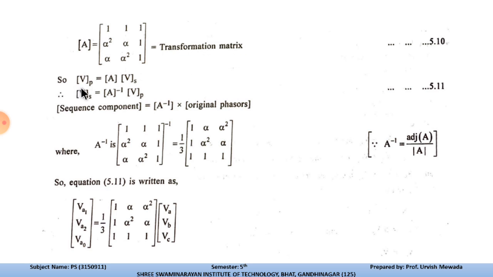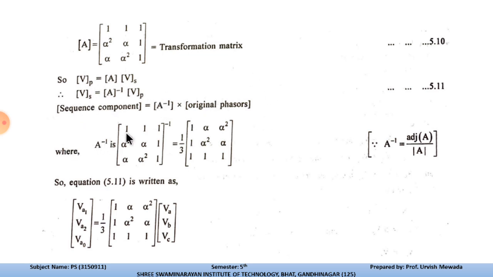So yes, we can write Vp is equal to A into Vs. From that, if we make Vs the subject, the equation will become A inverse into Vp. So the sequence component is A inverse into the original phasor Vp. This is the equation that we can write from this, where Vs is the sequence component and Vp is the original phasor.